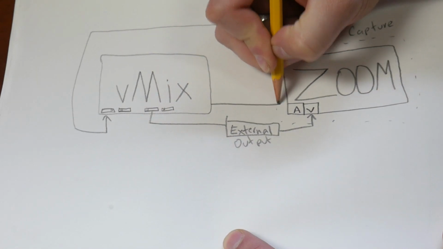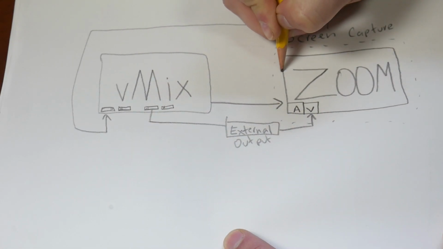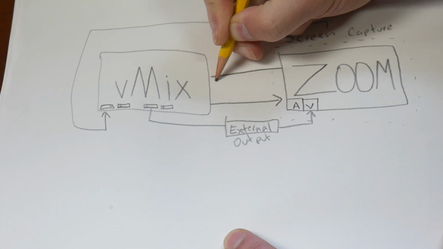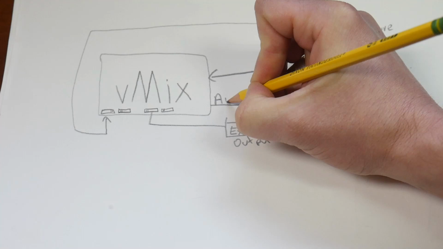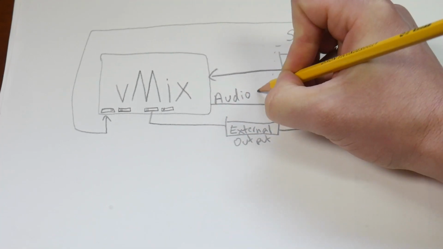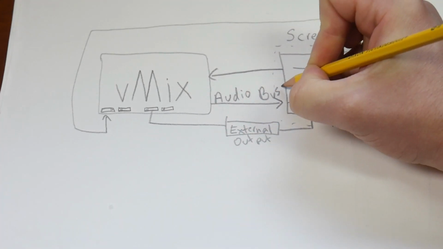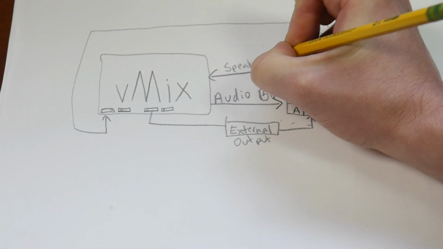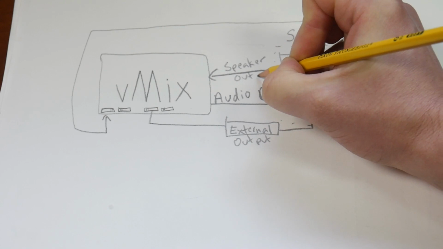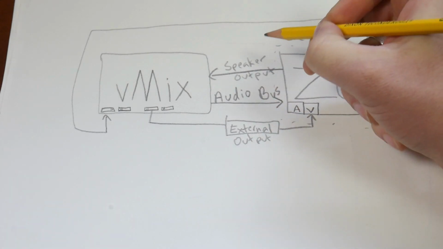And then the audio part is not that hard, but I think people get tripped up by this. We need to send audio from vMix into Zoom and take the speaker output, the audio from Zoom, back into vMix. And there's a little bit of mix minus there. We're probably not going to want to hear ourselves speaking. And so we'll mix that audio out and we'll show you how to do that.